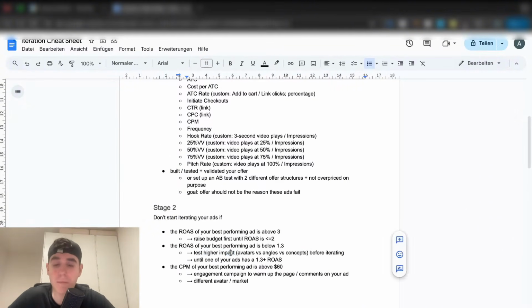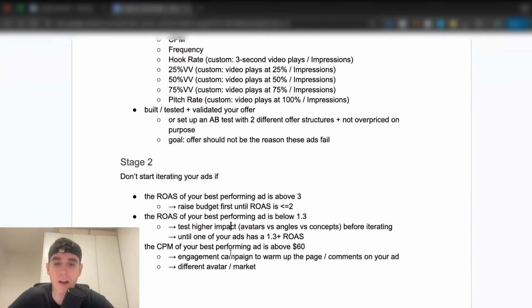So test higher impact. Don't just start iterating, right? Your iterations would be too low impact for you right now. So do avatars against each other, test angles against each other, test different concepts against each other before iterating, until anything has a 1.3 plus ROAS.